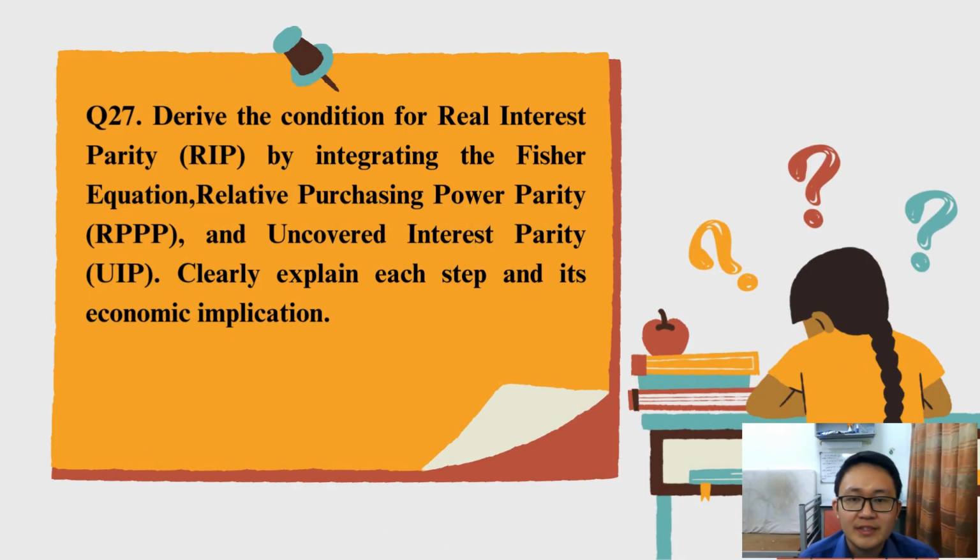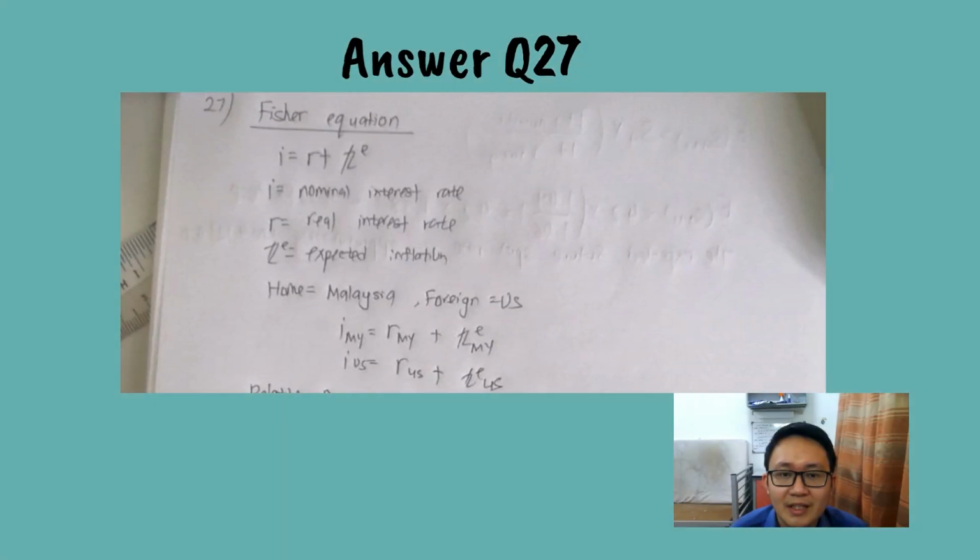So this is the last question, question 27: derive the condition for the real interest parity by integrating the Fisher equation, relative purchasing power parity, and uncovered interest parity. Clearly explain each step and its economic implications. So this is the answer for question number 27. We start with the Fisher equation, which is the nominal interest rate equals the real interest rate plus the expected inflation. I say that home is Malaysia and foreign is the US dollar.